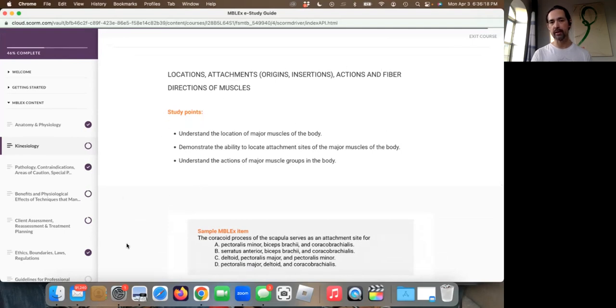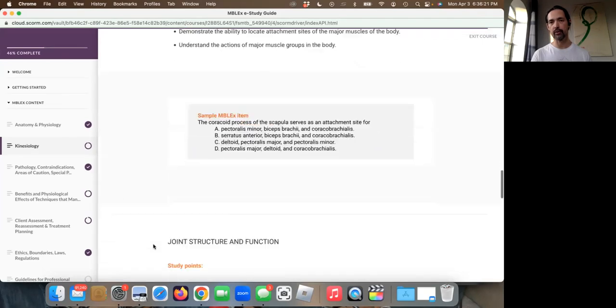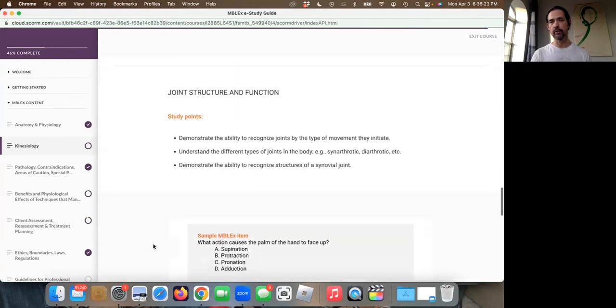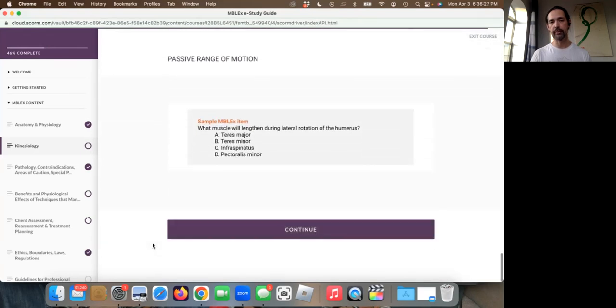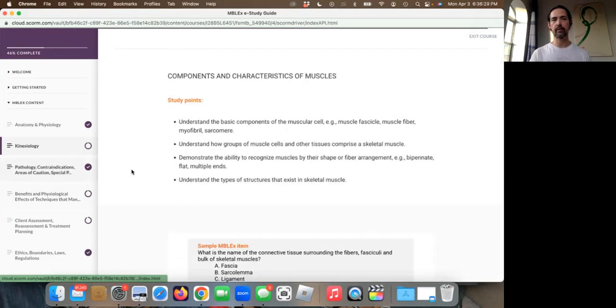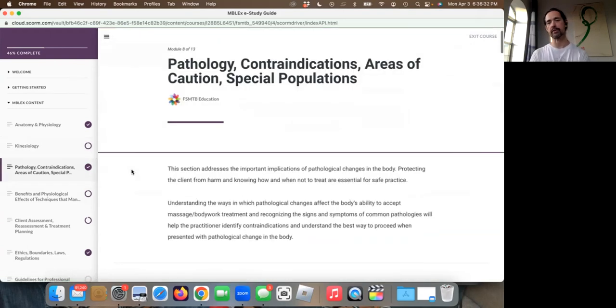See, here's a whole section on it. They just said you're not going to have to know those for every single muscle, but you do have to know them. Joint structure and function, range of motion, passive range of motion. And then that's the end of it. And then you're on to pathology, contraindications, areas of caution, special populations.